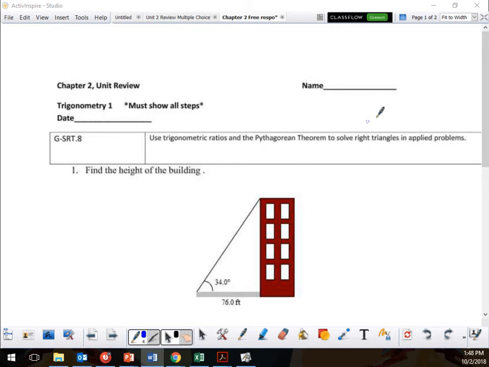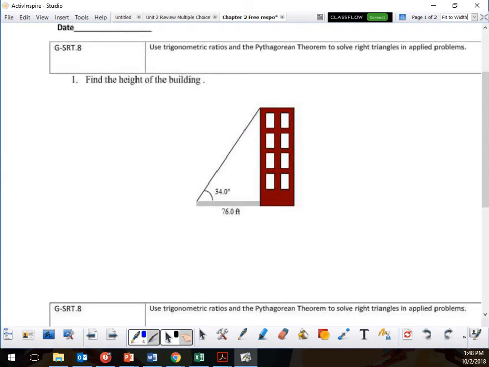All right, this is going to be the Unit 2 multiple or free response review. Okay, so now this one here should be the easy one. This is the one we're taking tomorrow. All right, so now we're going to go through and actually fill out all the stuff for this.